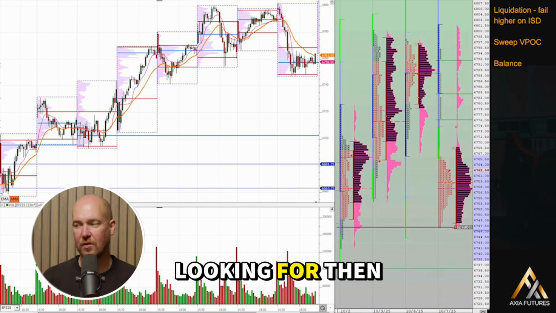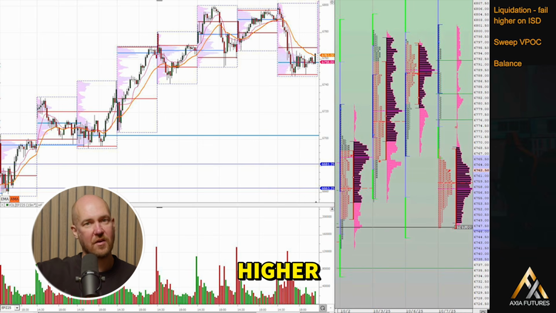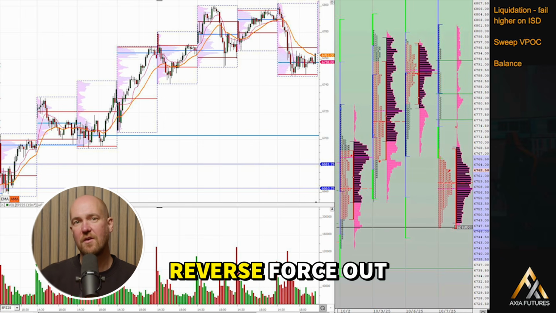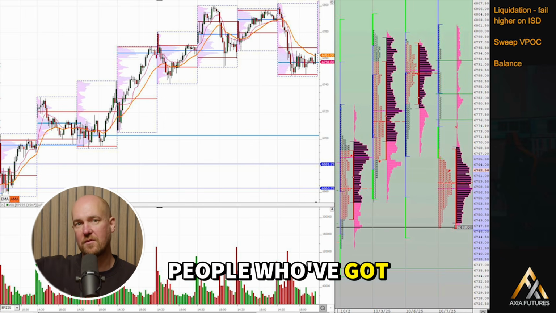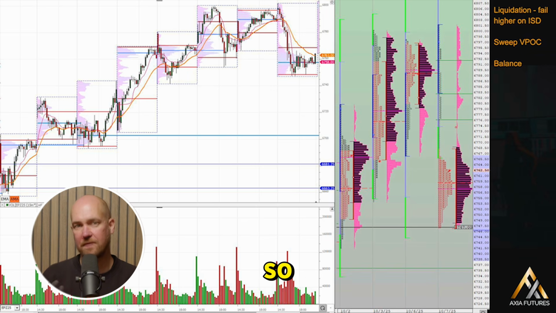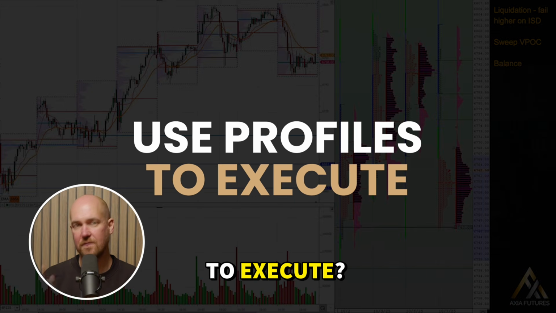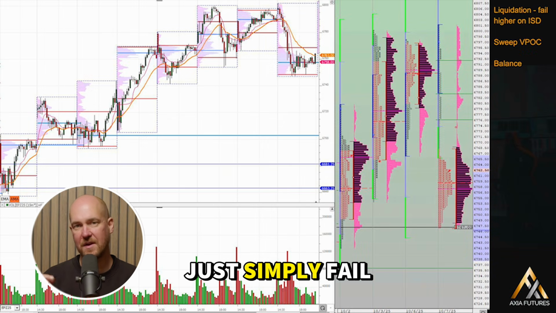But what you're looking for then is with the inability to go higher, we can now reverse, force out all of those people who've got long over the previous week or so. Now there's a few areas that you can get into this. This is the other part. How are you going to use profile to execute? One way, just simply fail to break out of the previous day's range, fall back inside it.